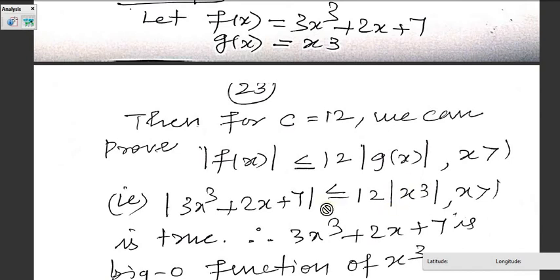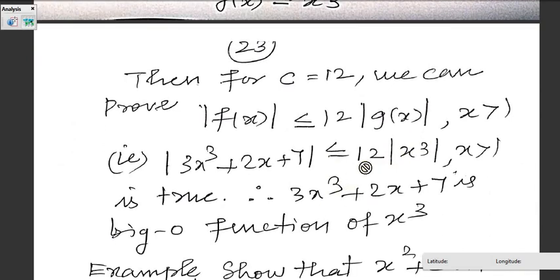Definitely true. Therefore what we understand is there exists a c such that f of x is less than or equal to c times the absolute value of g of x. Therefore f of x is a big O function of g of x. That is, 3x cube plus 2x plus 7 is a big O function of x cube. Thus we can understand the big O function.